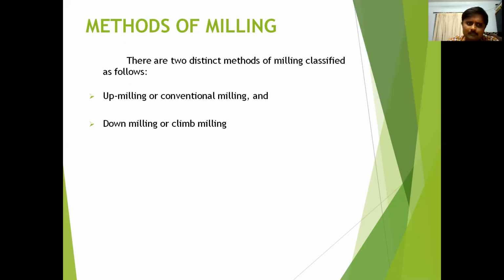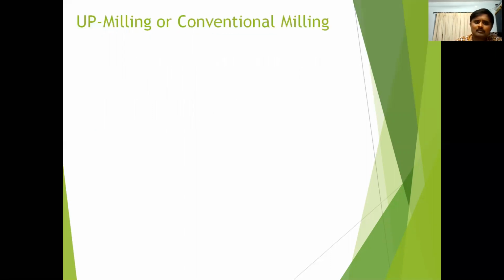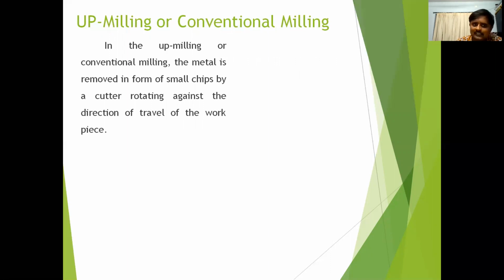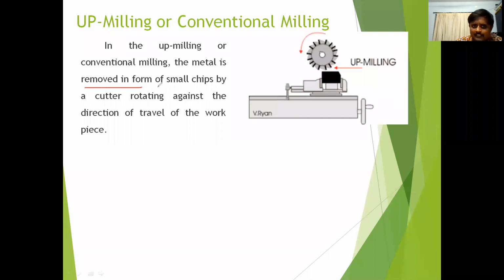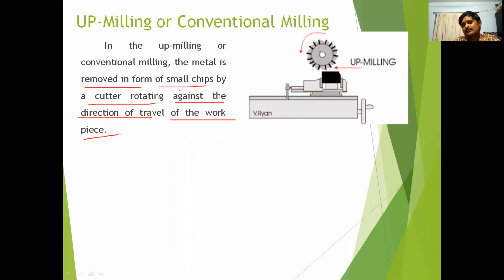So if you take any milling operation, either slab milling, face milling or anything, we are going to use one of these methods, either the up milling method or the down milling method, to get the cutting operation, to remove the material. Now one by one we'll see what the up milling method is. In the up milling method, the metal is removed in the form of small chips by a cutter rotating against the direction of travel of the workpiece. Here the cutter is going to be rotating against the direction of travel of the workpiece.